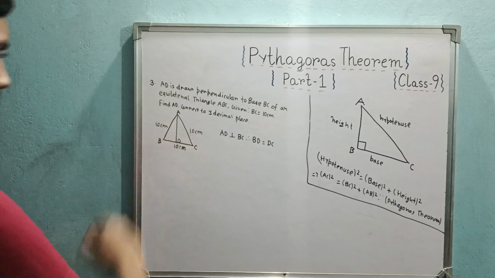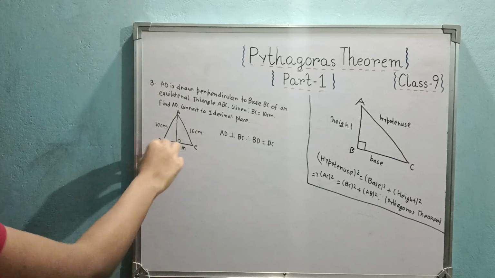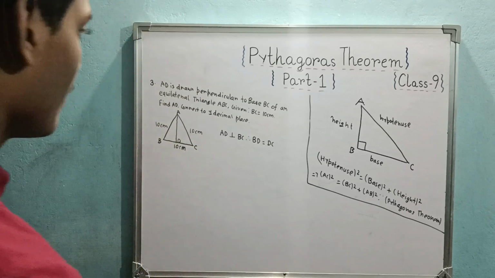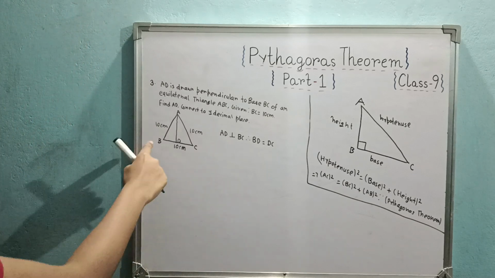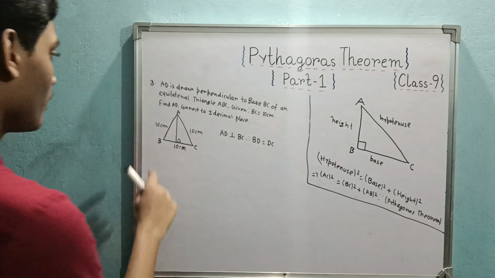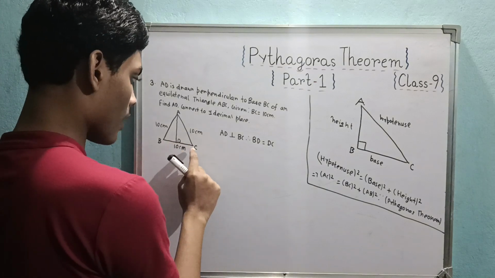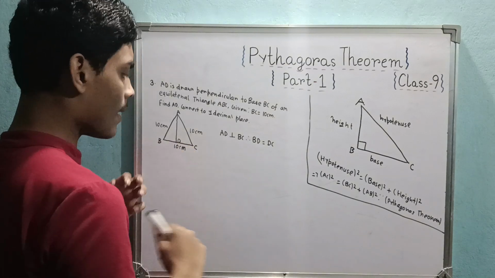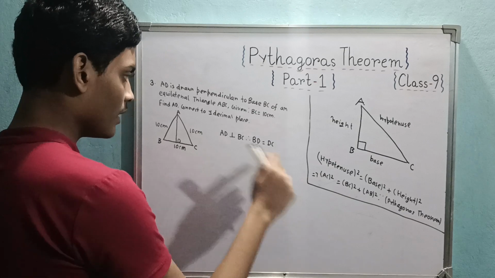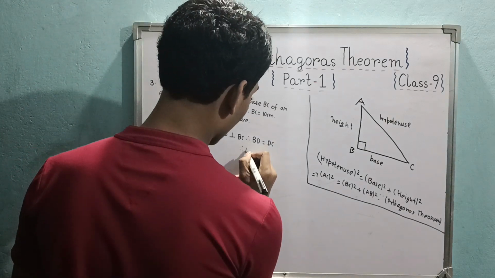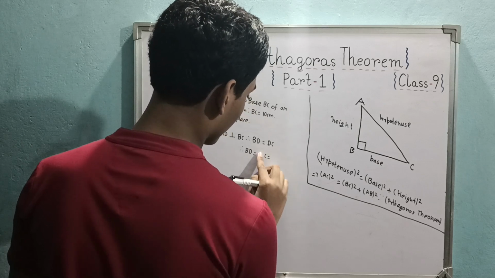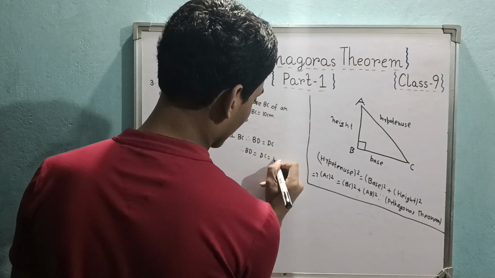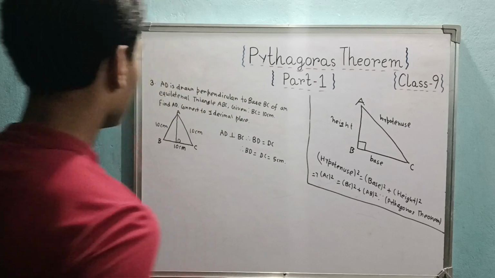See, if AD divides BC into two parts, BD and DC will be the parts, and BD equal to DC. That means each will be 5 centimeter. See, BD equal to 5 centimeter, DC equal to 5 centimeter. Then BC equal to 5 plus 5, 10 centimeter. Therefore, BD equal to DC equal to 5 centimeter. Okay, very well.